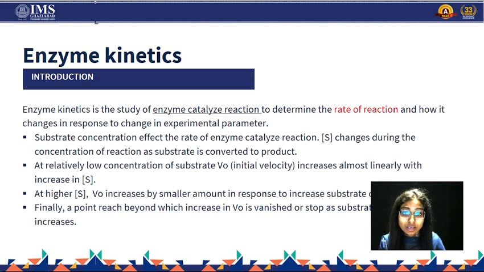Substrate concentration affects the enzyme catalyzed reaction, as we know that the substrate concentration changes during the reaction as substrate is converted to product. At relatively low concentration of substrate, initial velocity increases almost linearly with increase in substrate concentration. At higher substrate concentration, V naught increases by a smaller amount in response to increased substrate concentration. Finally, a point is reached beyond which the increase in V naught vanishes or stops as substrate concentration increases. As we all know, substrate concentration is directly proportional to initial velocity.